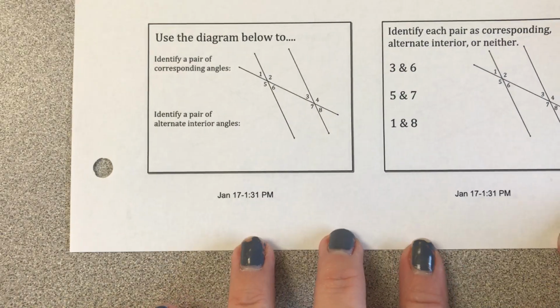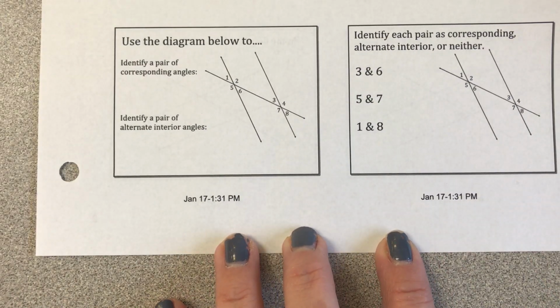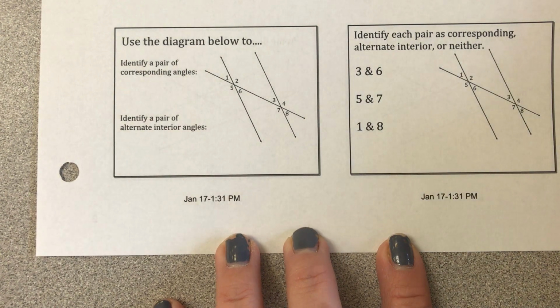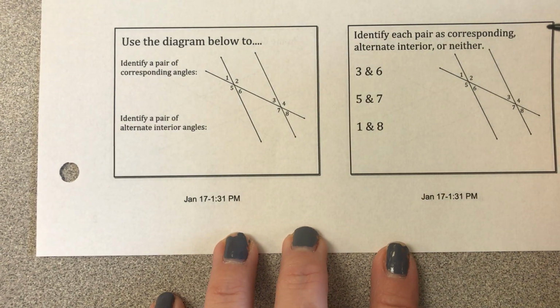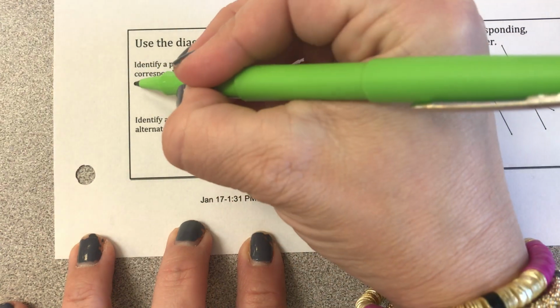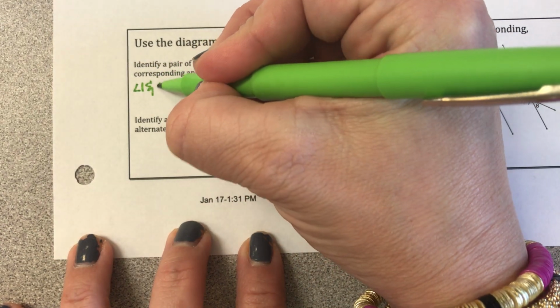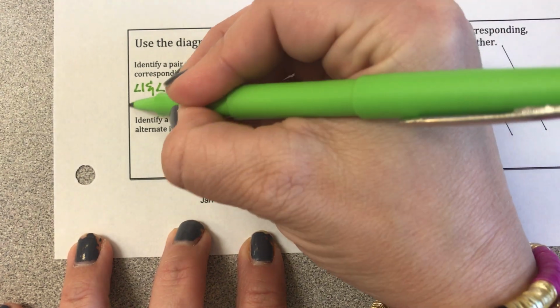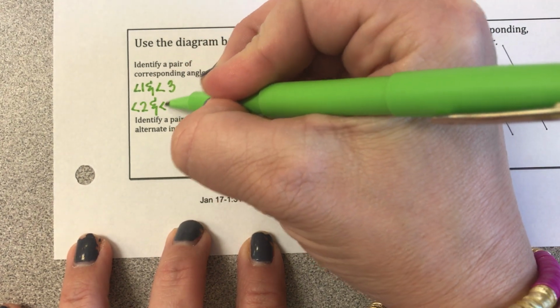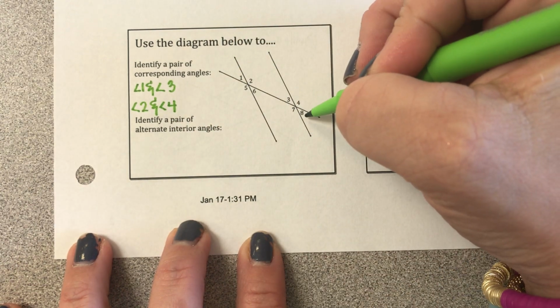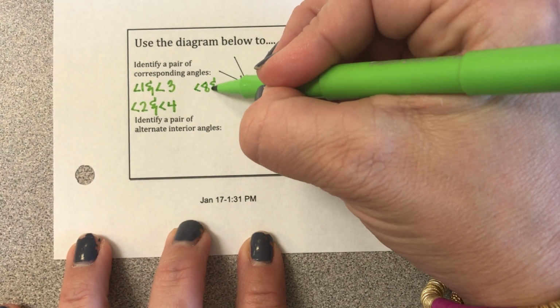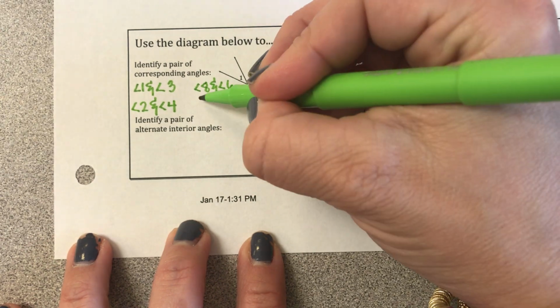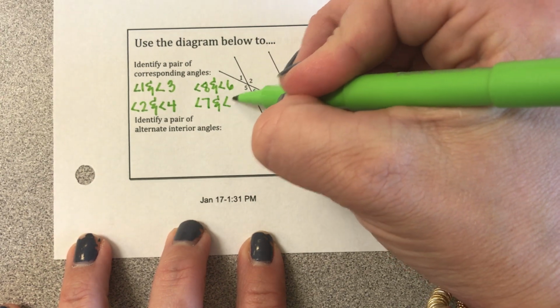So on the bottom, it says, use the diagram below to identify a pair of corresponding angles. So write down a pair that you think are corresponding, and then I'll give you all the possibilities, and you can see if yours is on there. Okay, so the pairs are angle 1 and angle 3, angle 2 and angle 4, angle 8 and angle 6, and then angle 7 and angle 5.